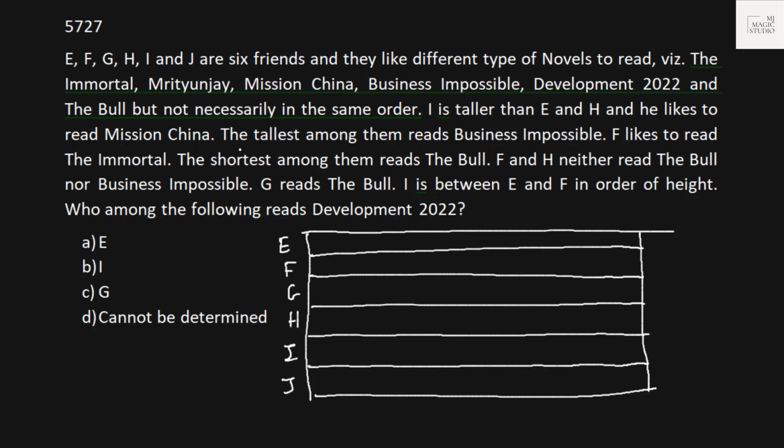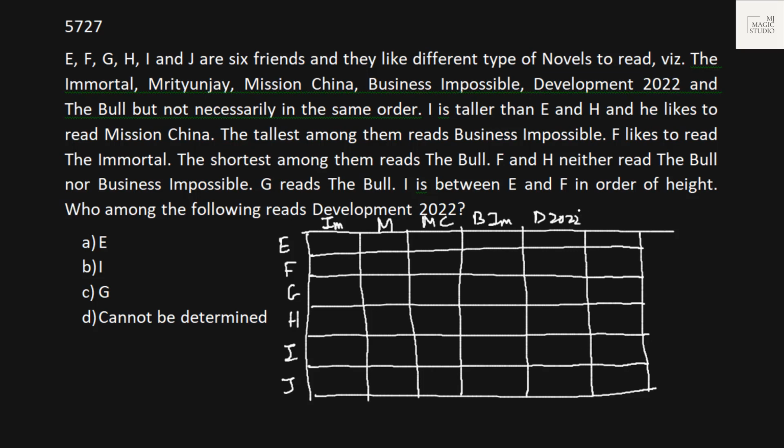And like different types of novels: Immortal, Mrityunjay, Mission China, then we have Business Impossible, Development 2022, and The Bull, but not necessarily in the same order.